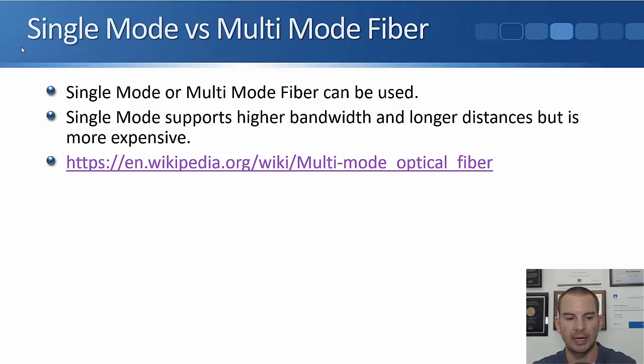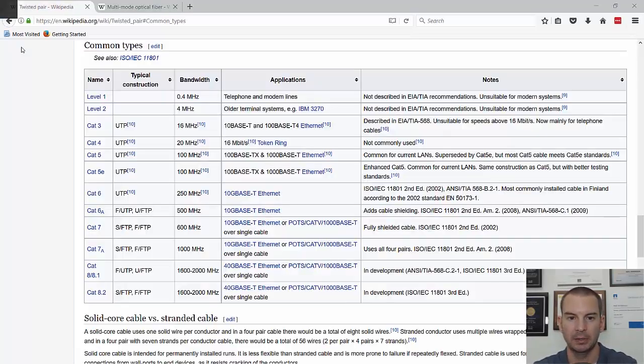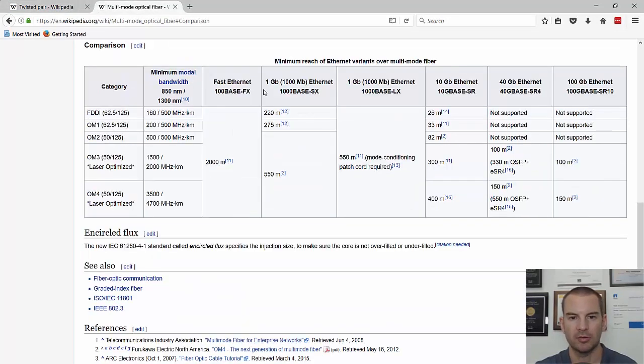Let's have a look at the link here now. And I've got this on my second tab. So this is the Wikipedia page for multi-mode fiber. And you can see, just like we had the different categories released over time for copper cable, there's different standards for our fiber cable as well.